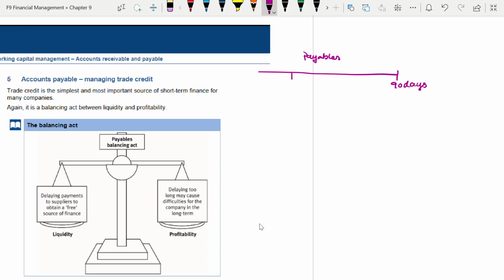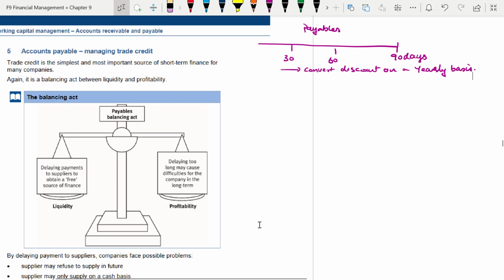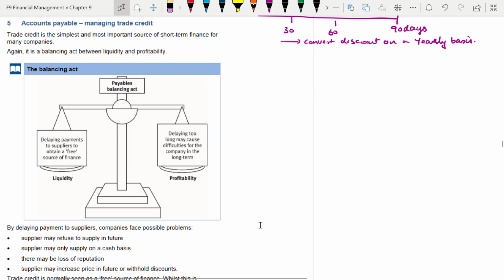Now if you are going to pay within 30 days, instead of 60 or 90 days, definitely you will get some discount. What is the advantage? We will calculate the discount for 30 days, but ultimately we will convert this discount on a yearly basis, and calculate how much you will get. If you are paying early, the same concept applies.